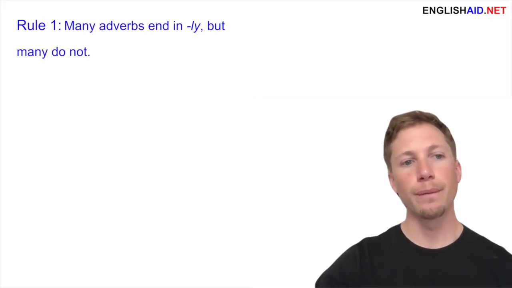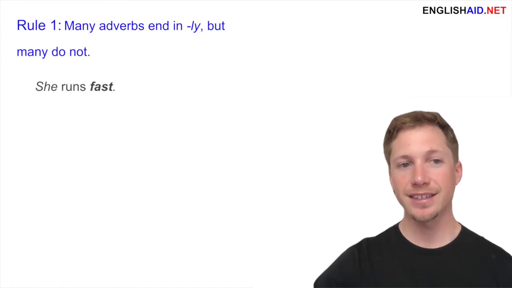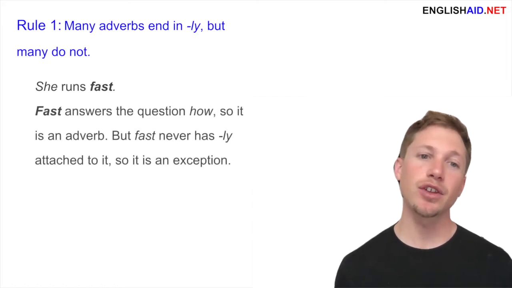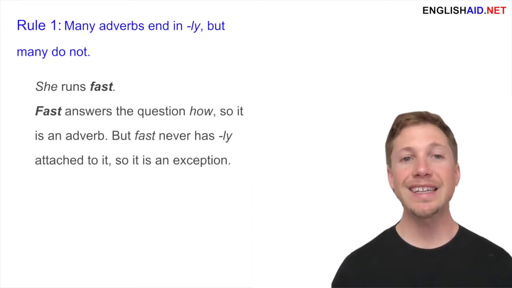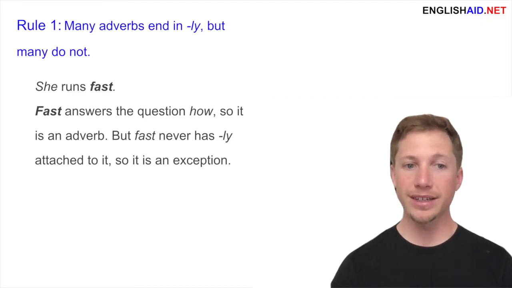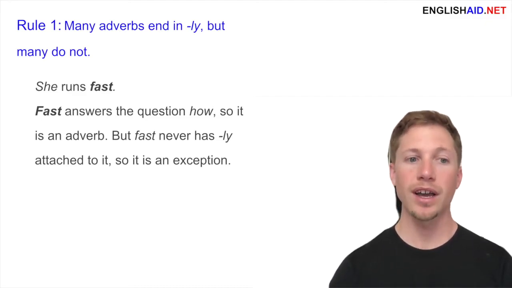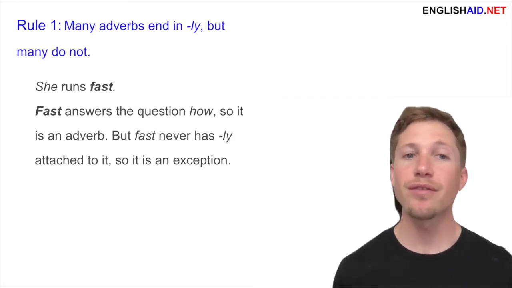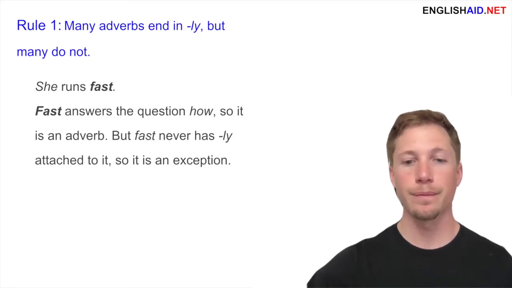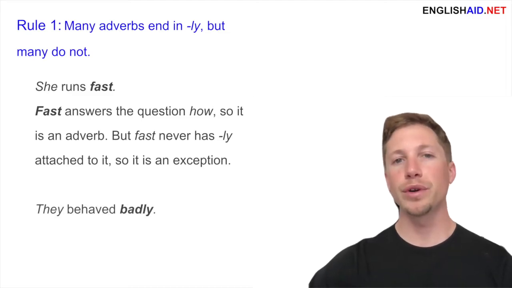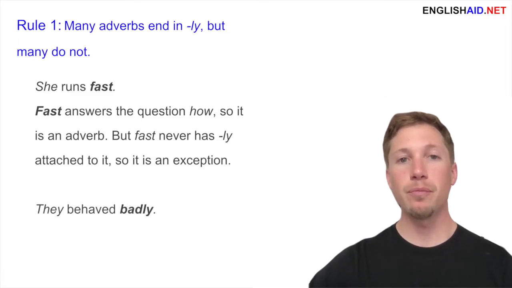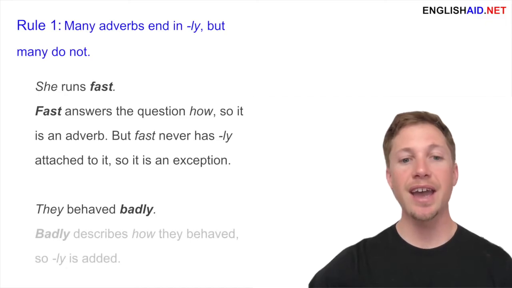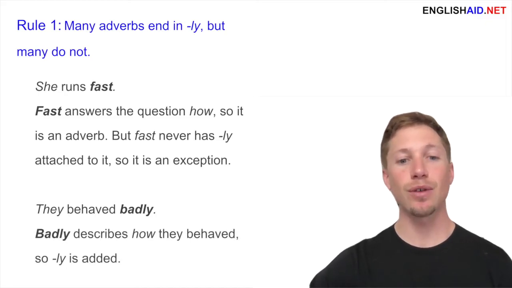Let's show one more. She runs fast. Fast answers the question how, so it is an adverb. But fast never has an ly attached to it. So this is an exception that you need to know. We never have fast plus ly. Let's look at one more example. They behaved badly. Here we add ly because badly describes the behavior.